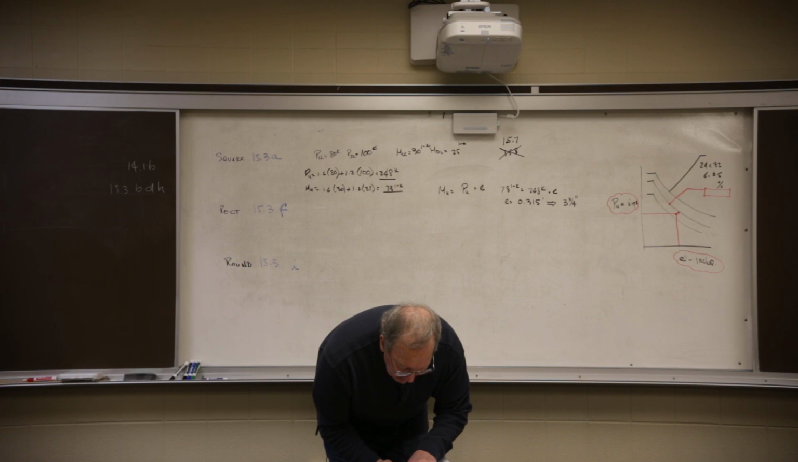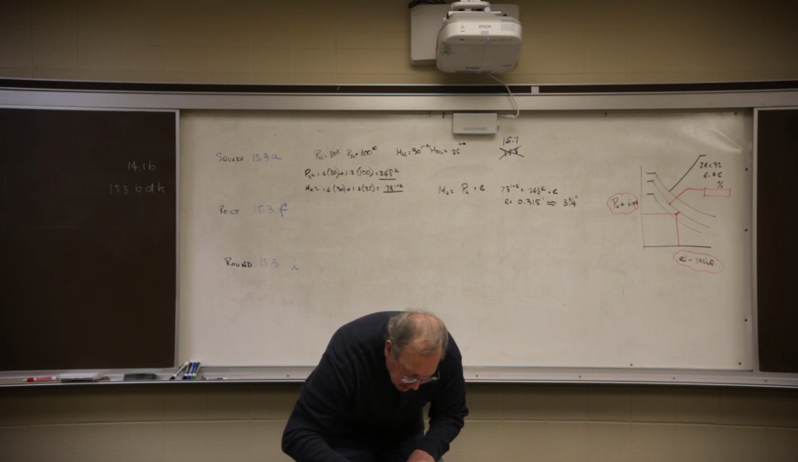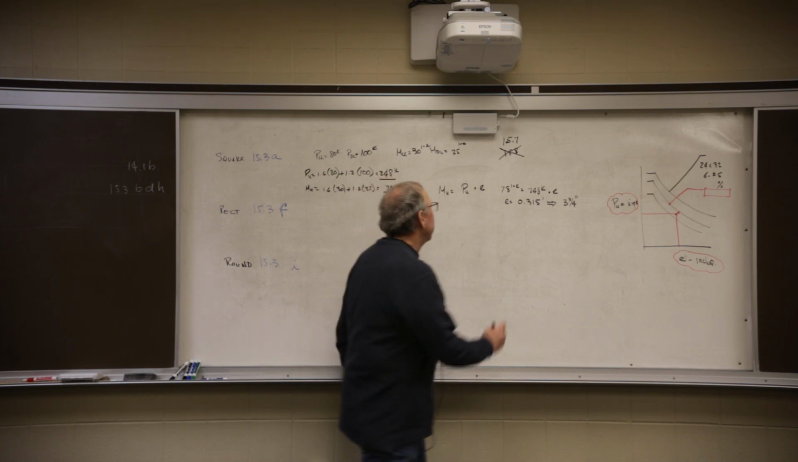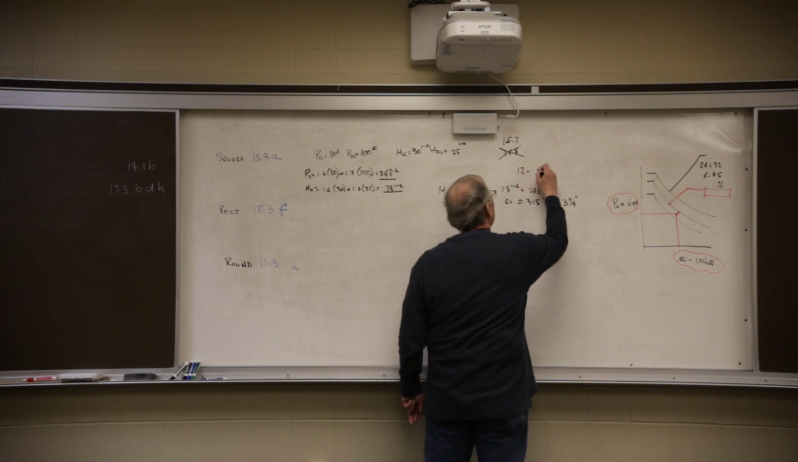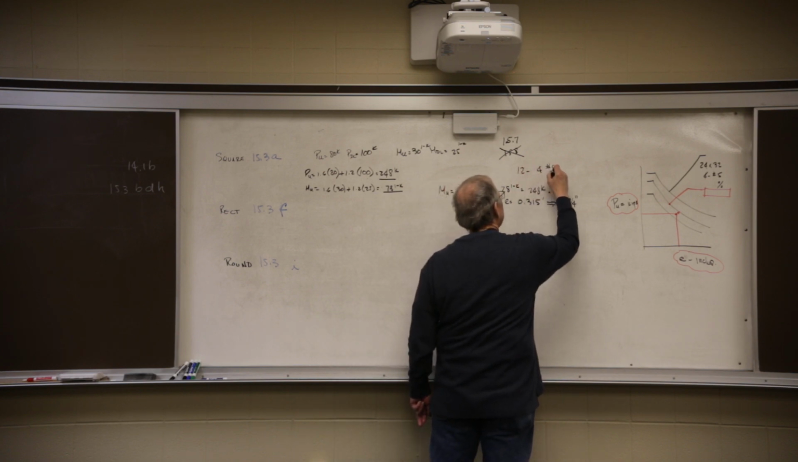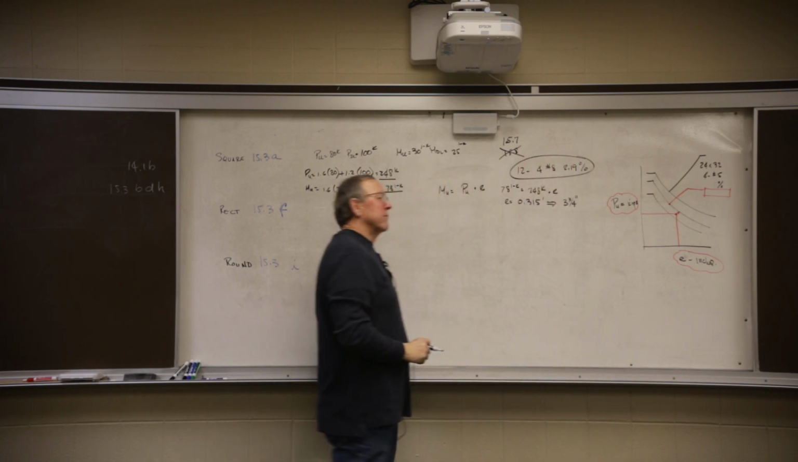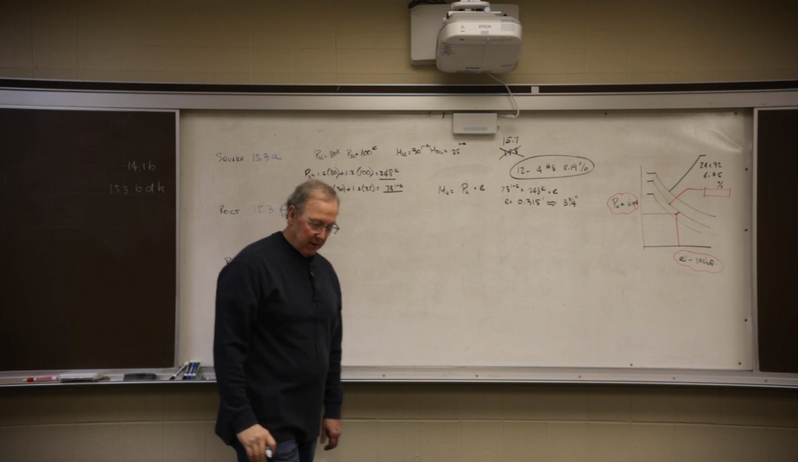Okay, when I do that, I end up with a curve that goes on a leader, 12 by 12, 4 number 8s, 2.19%. There's my answer. And I'm done.